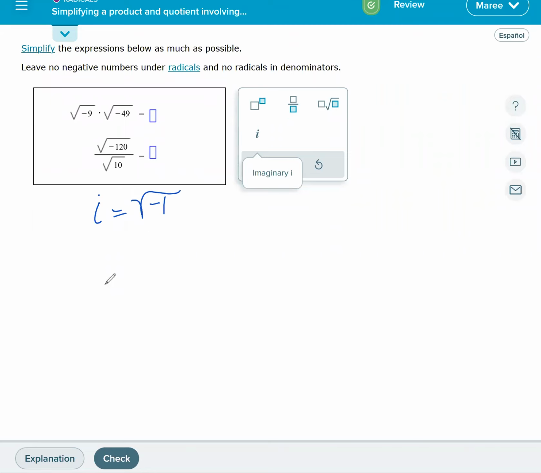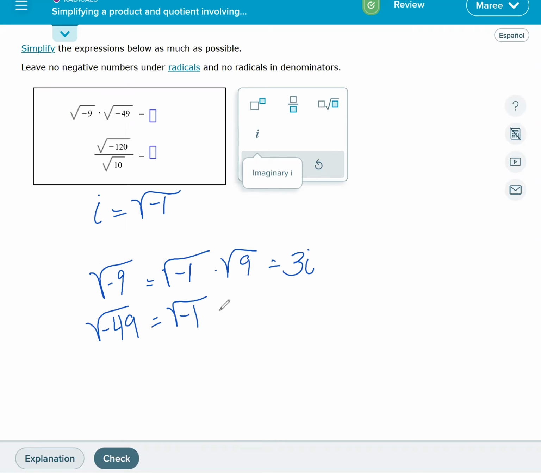So in these problems, when we have like the square root of -9, that equals the square root of -1, which is i, times the square root of 9, which is 3. So this will be i times 3, and we always write i last in this case. So that's the square root of -9. The square root of -49 is going to be 7i.